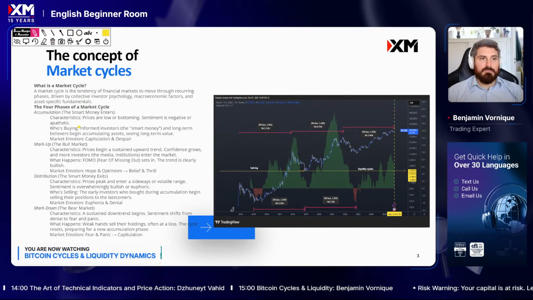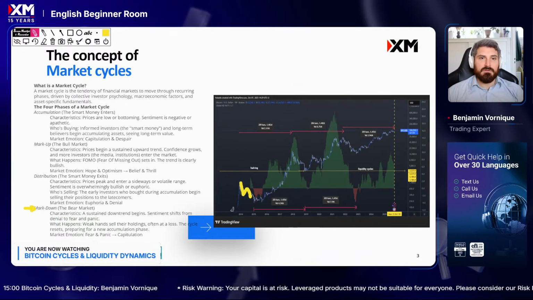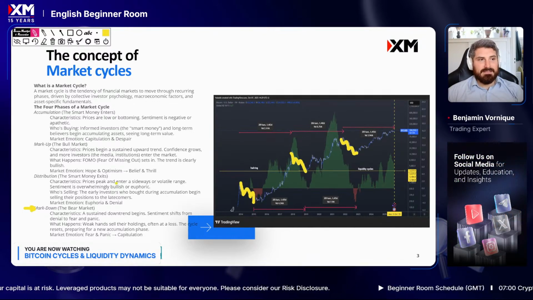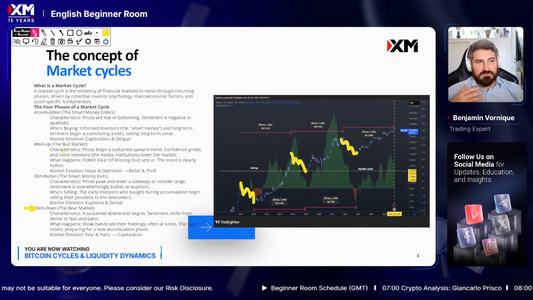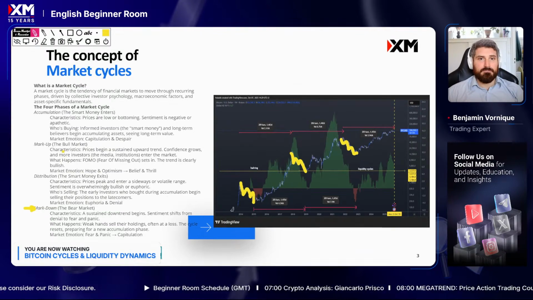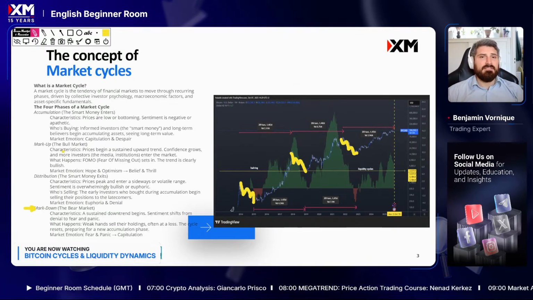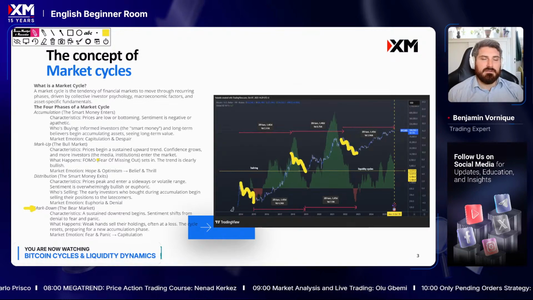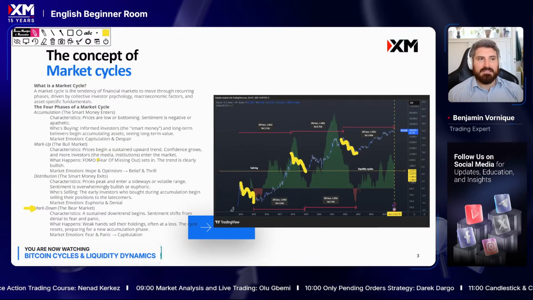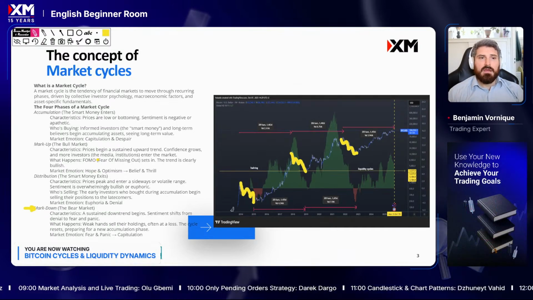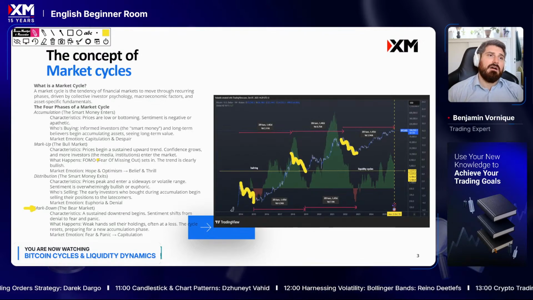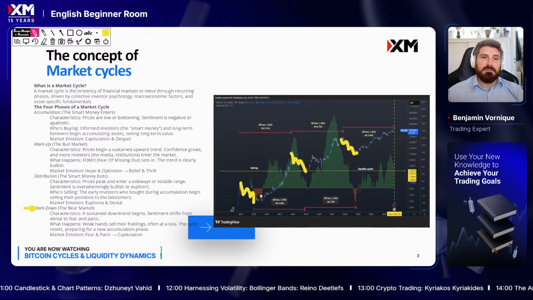And of course, after that, you do have the markdown, which is basically the bear market. So basically lower highs, lower lows, lower highs, lower lows into the capitulation. Okay, so this is the opposite of the markup and the bull market. Basically it's a sustained downtrend, lower highs, lower lows, and the sentiment usually shifts from denial directly to fear and panic. Okay, because people finally realize that the parabolic move, or at least the bull market, is finished, and now we do have a correction. This usually leads to another cycle because at the end of the downtrend is where the accumulation is finally coming in again.